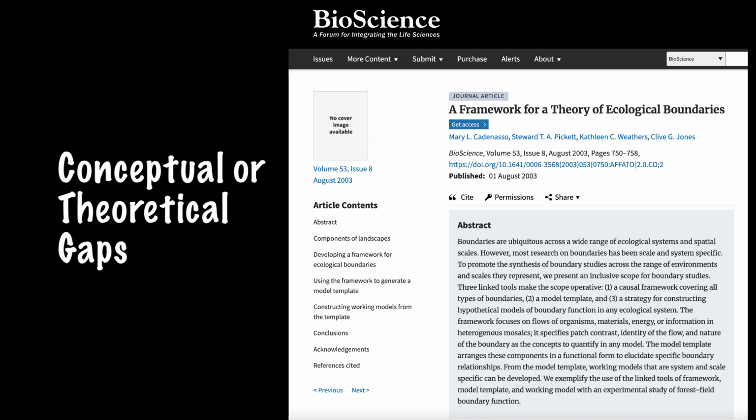Sometimes the gap is not missing data, but missing frameworks. Are there competing theories that haven't been reconciled? Is there no unifying model? In this example, the authors present a theoretical framework for studying ecological boundaries.